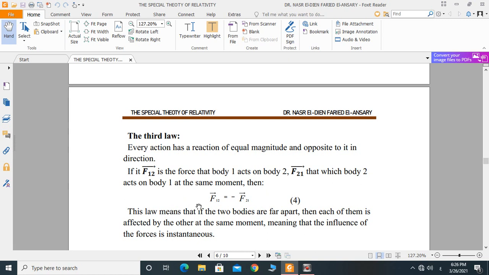mathematically can be written as F12 equals minus F21. This law means that if the two bodies are far apart, then each of them is affected by the other at the same moment, meaning that the influence of the forces is instantaneous.